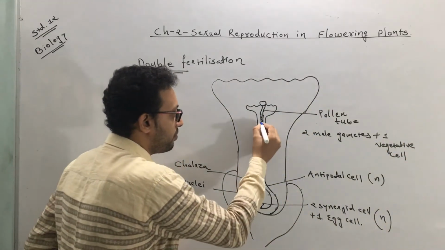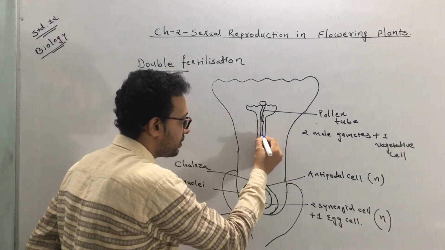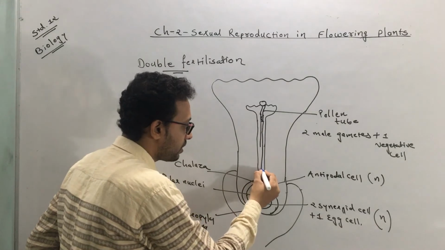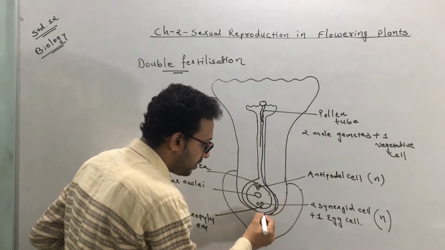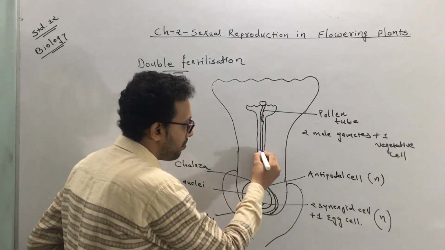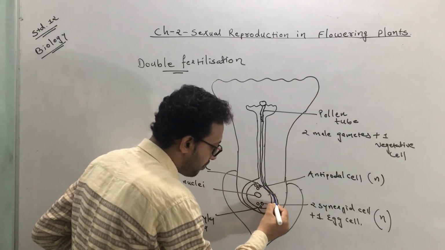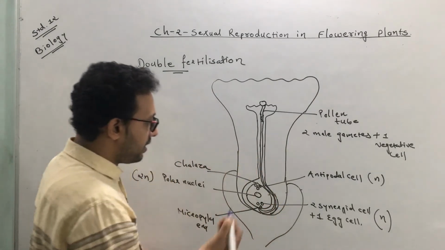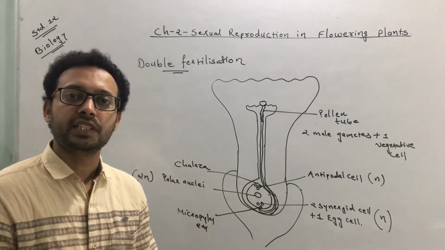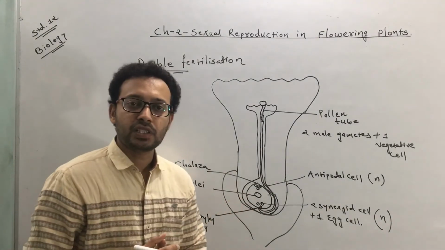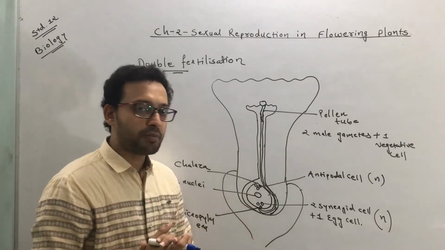Now this pollen tube grows towards the ovary. It grows continuously, and then it enters the ovary through the micropylar region. Remember, it enters through the micropylar region. You already know that we have discussed in pollen-pistil interaction that the filiform apparatus helps in guiding the entry of the pollen tube through the micropylar region.